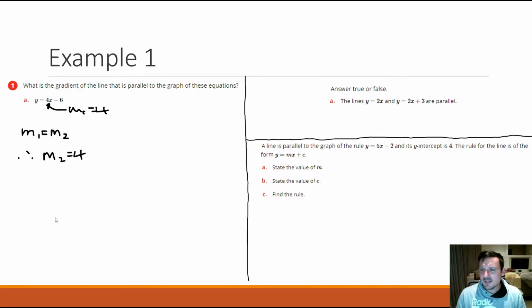True or false, are these two lines parallel? So if we're looking to determine if two lines are parallel, we're looking at their gradient. So we've got M1, and what we're trying to show here is that M1 is equal to M2. In this case, M1 is equal to 2. M2 is also equal to 2. Therefore, M1 is equal to M2. Therefore, they are parallel.